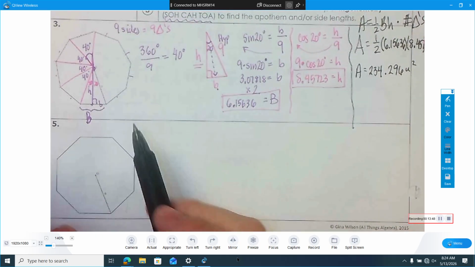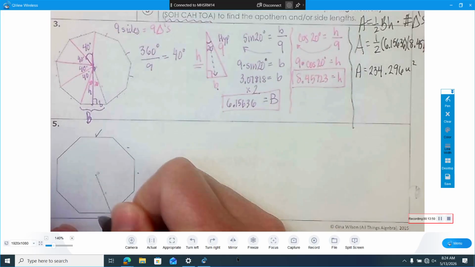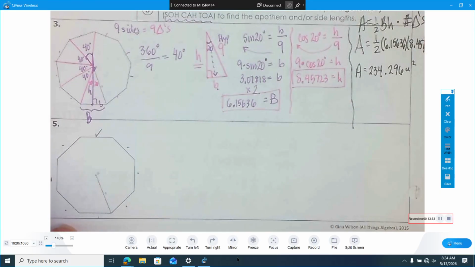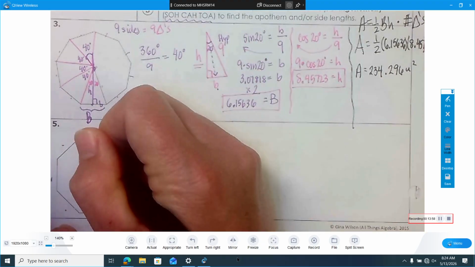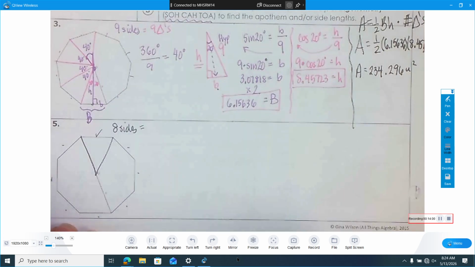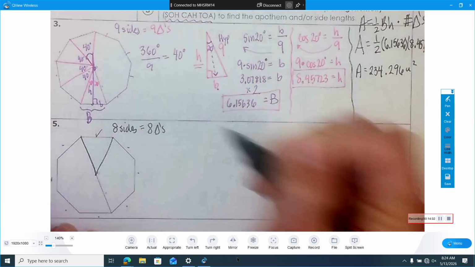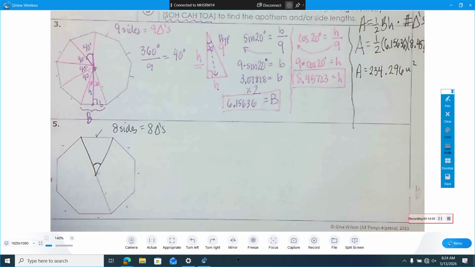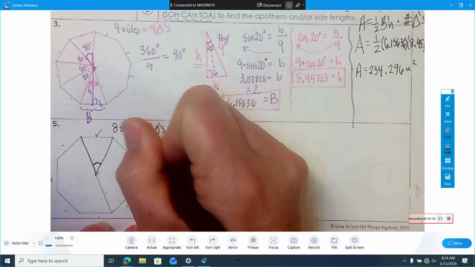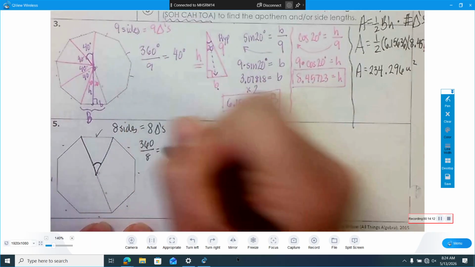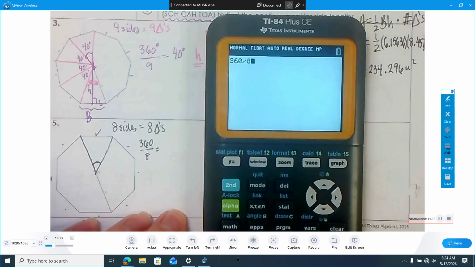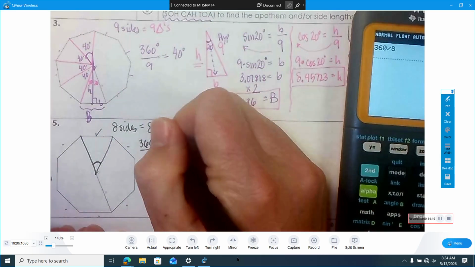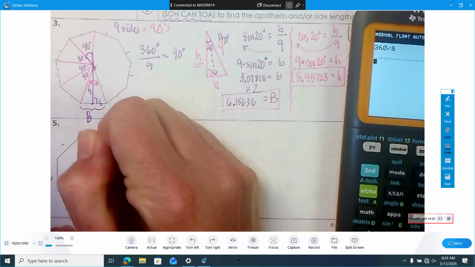How many sides? 8. 8 sides, yeah. If there's 8 sides, how many triangles are there? 8 triangles, okay. And what's the measure of our little interior angle there? 360 divided by 8. All right, so 360 divided by 8, and I get 45. Oh, that's nice. 45 degrees.